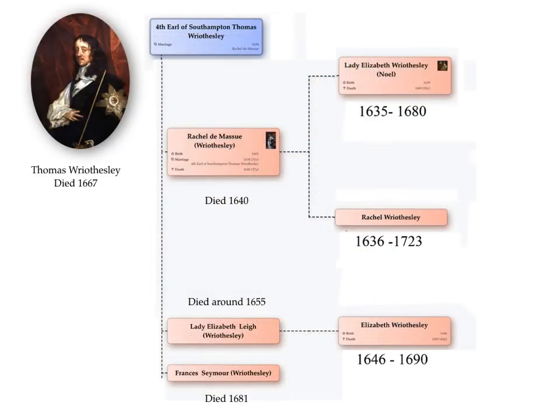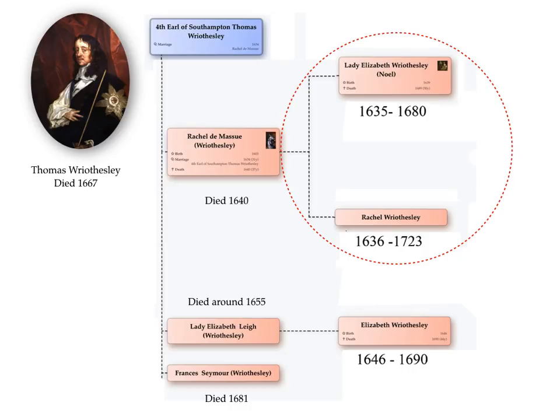Thomas Wriothesley was married 3 times and widowed twice. From his first marriage to Rachel de Massue, he produced Lady Elizabeth and Rachel Wriothesley. From his second marriage, he produced another Elizabeth. Thirdly, he married Frances Seymour, and there was no issue.